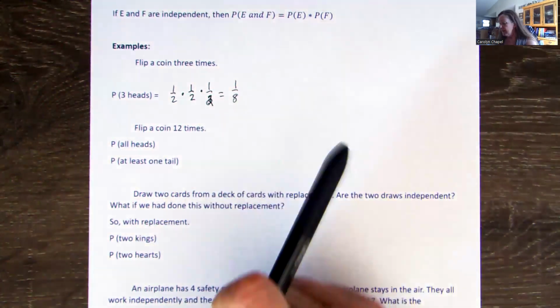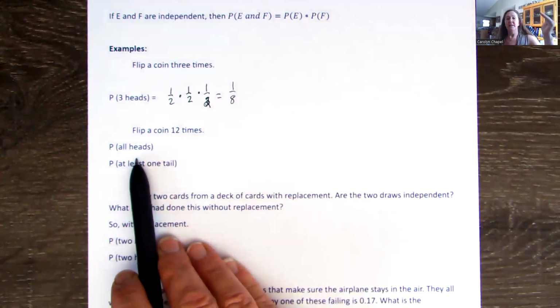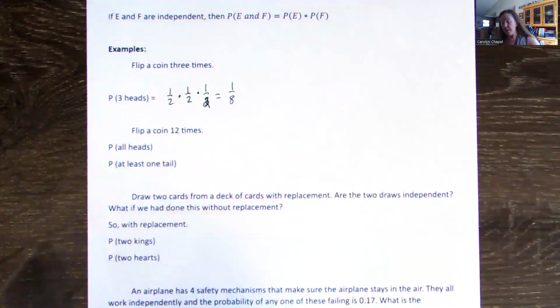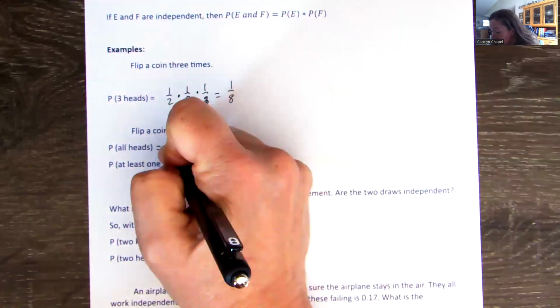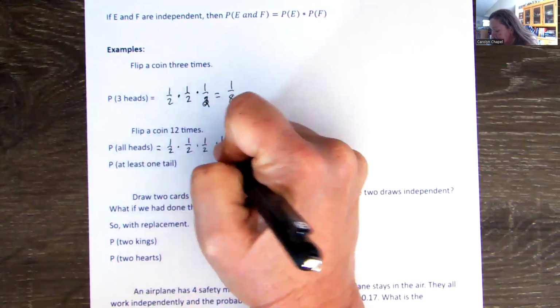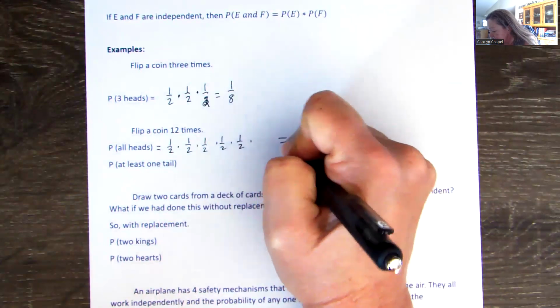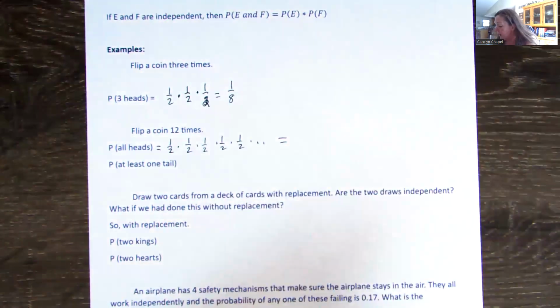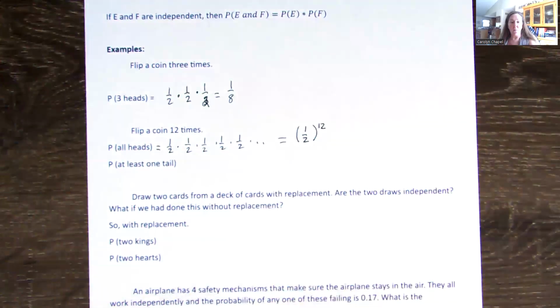We can extend this, because to get all heads, we had to get a head, then a head, then a head, then a head. And again, these are independent from one another because what happens on the first flip does not affect the second flip. So we can do 1/2 times 1/2 times 1/2, and we're going to do this 12 times. I'm just going to put a little dot, dot, dot in here. But it is 12 times, so that's 1/2 to the 12th power.